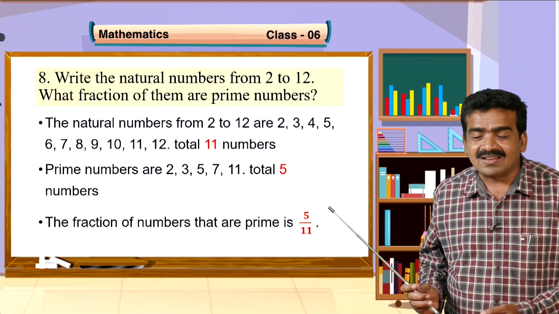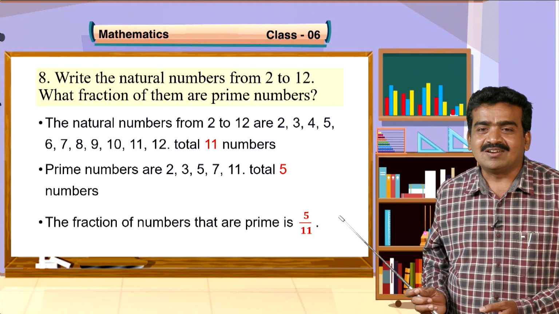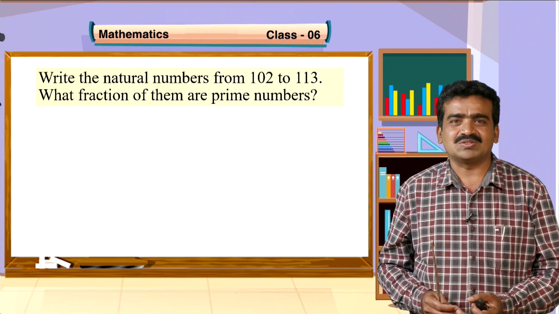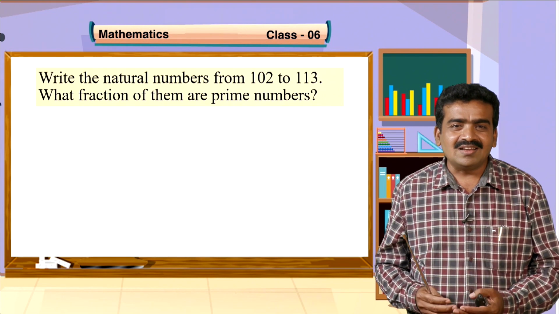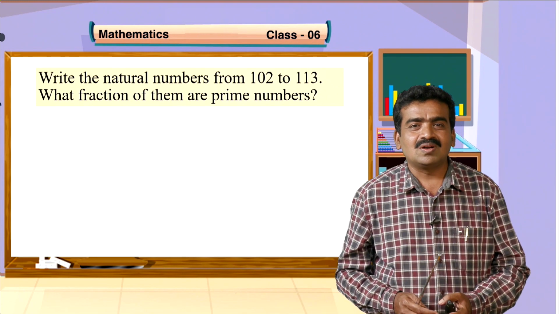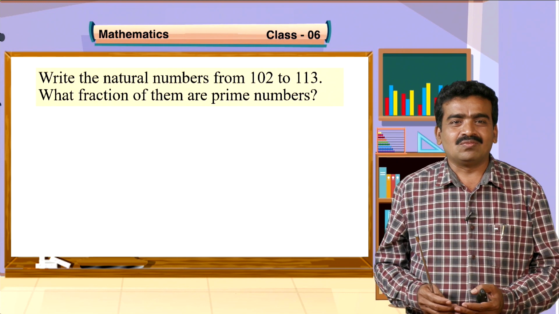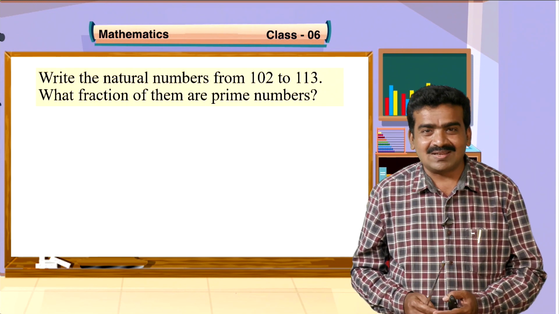Here, what is 5 called? Numerator, and what is 11 called? Denominator. Now, let us go to the next question. Write the natural numbers from 102 to 113. Then, what fractions of them are prime numbers?